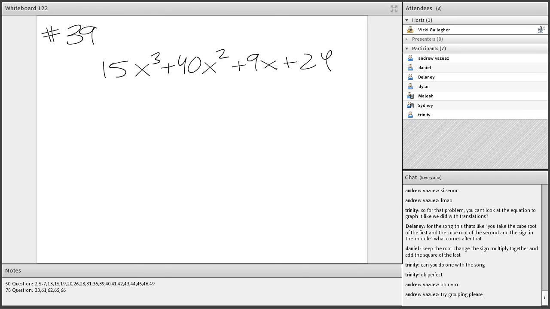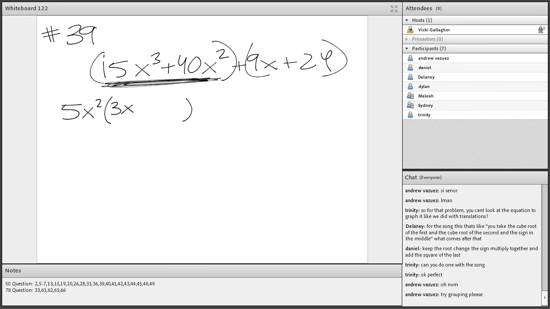For factoring by grouping, you group together the first two terms and the last two terms, and then you focus on just the first two and ask yourself, what do they have in common? What's their GCF? 15 and 40 are both divisible by 5, and x to the third and x squared both have an x squared in common. You factor out the GCF. So 15 divided by 5 is 3, and then x, and 40 divided by 5 is 8.